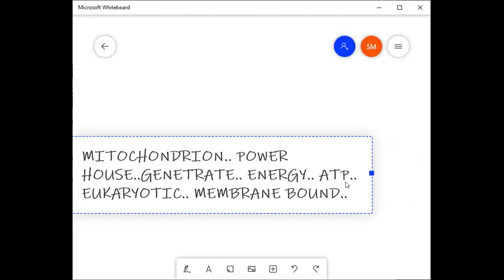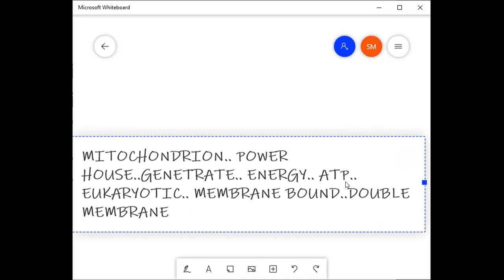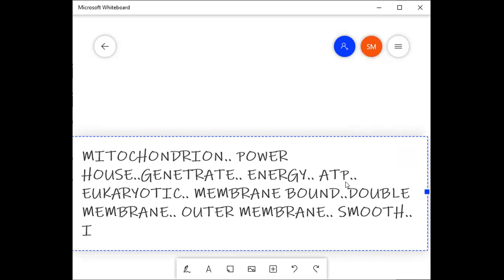Mitochondria is a kind of ovoid in shape. It is kind of rectangular and a long cylindrical shape, and when you observe the mitochondria, it has a double membrane. Write it down, all of you: the outer membrane of the mitochondrion is very smooth, and the inner membrane is longer than the outer membrane. So what happens? The inner membrane is folded.